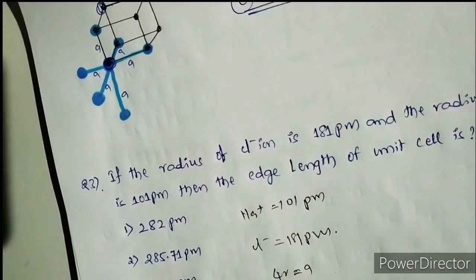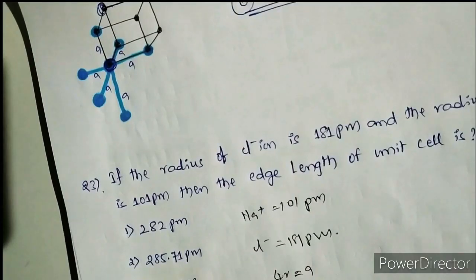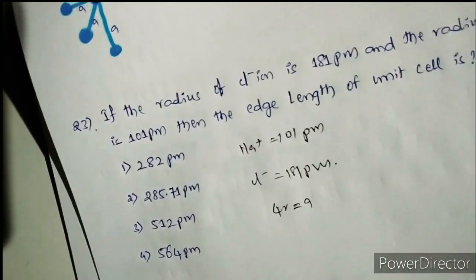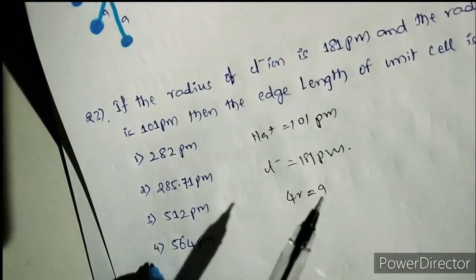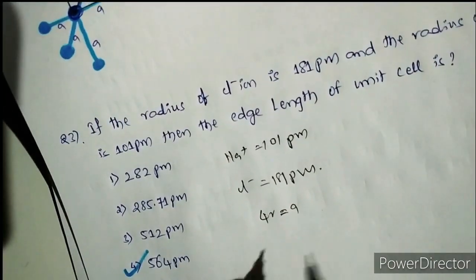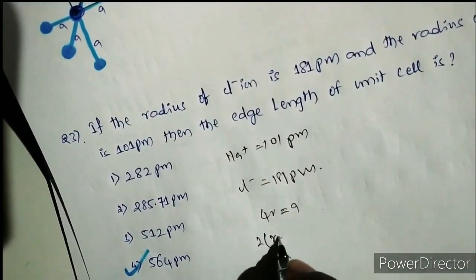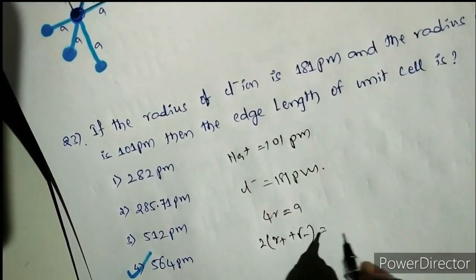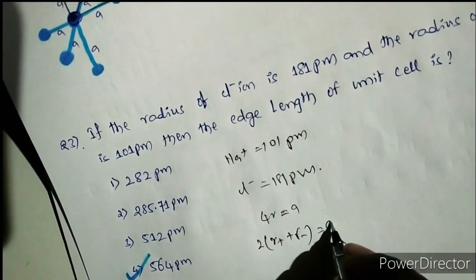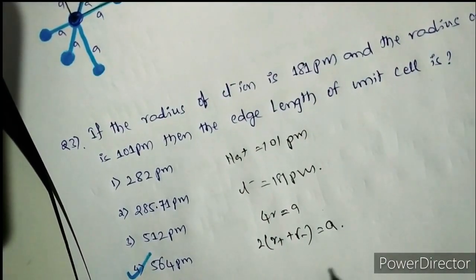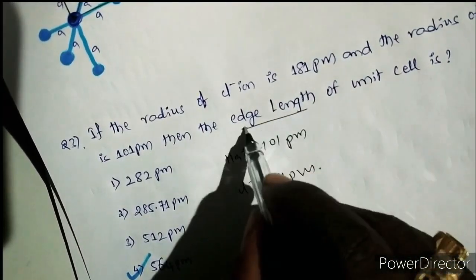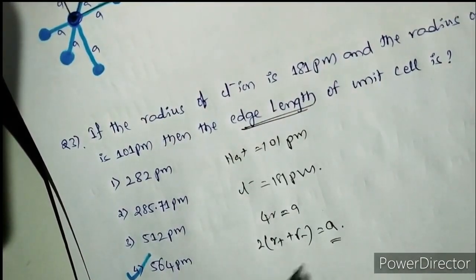Your answer is 564 picometers. You try to solve this question. 564 picometers. So what is here? You can write this as 2 times R plus plus R minus is equal to A. You have to find the edge length, right? That means A you have to find. Do this.